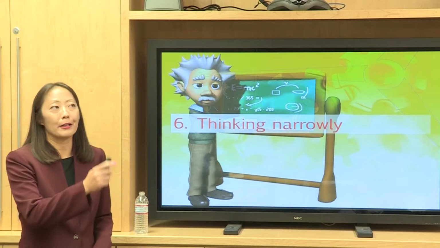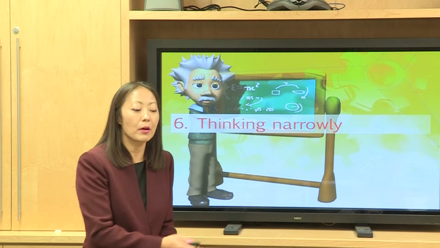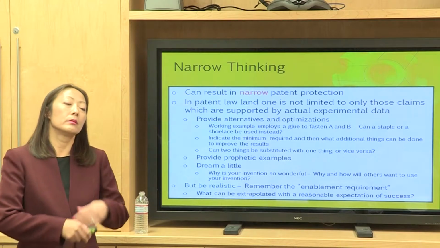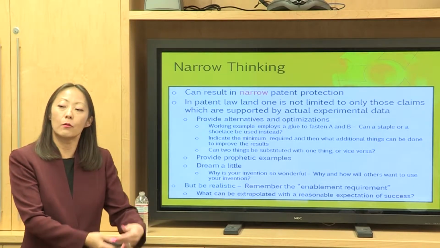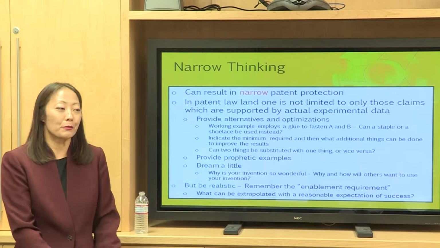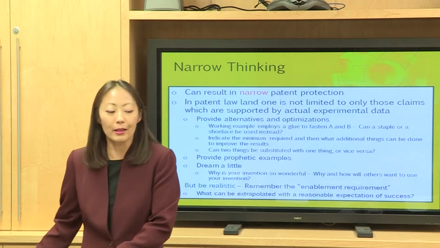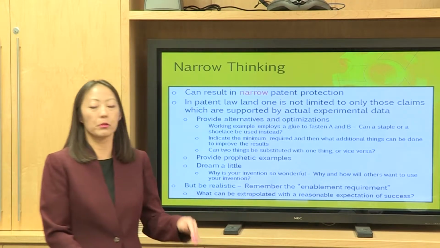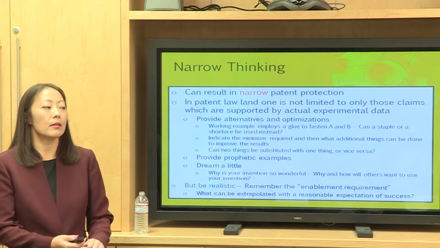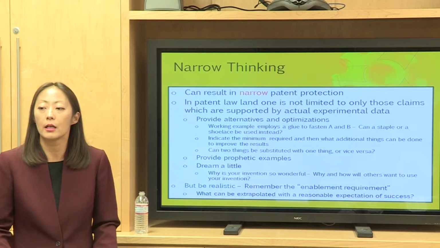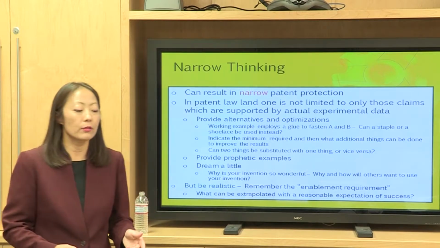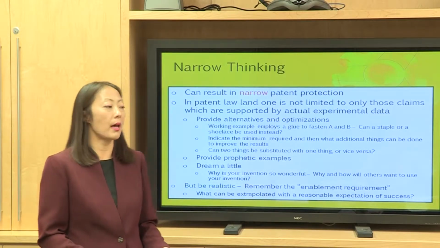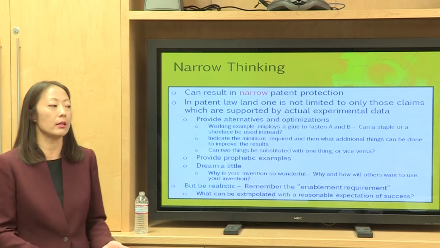Thinking narrowly, I gotta hurry up. Thinking narrowly is another problem. Narrow thinking can result in narrow patent protection. There's a difference between science and what the reviewers of journal articles expect, and then there's patent law land. In patent law land, you can dream a little. So dream a little, but provide prophetic examples, provide alternatives, things that can be supported by extrapolation. Think about all the different tweaks and all of that stuff. And tell your patent attorney, because that gives breadth to the patent that eventually issues. It makes it more valuable.